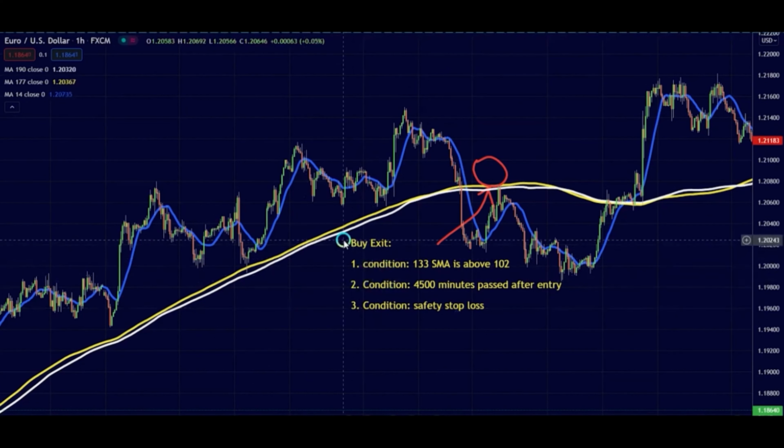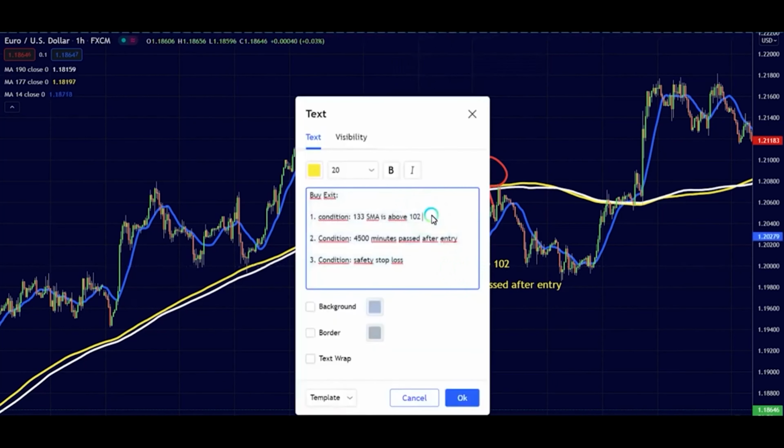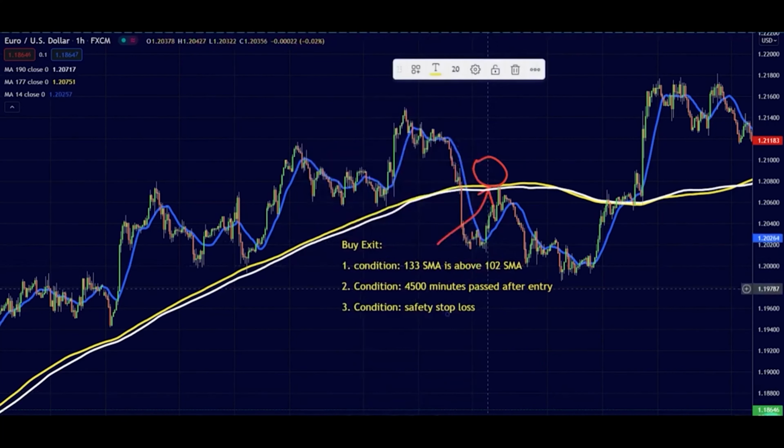So our buy exit is the following: when the 133 simple moving average is above the 102 simple moving average, which is an SMA as well, we should consider closing our buy trade.